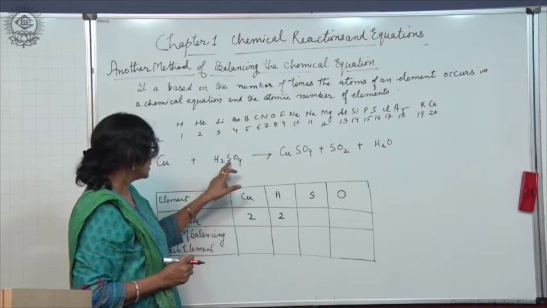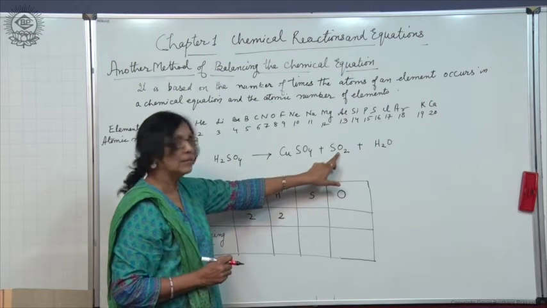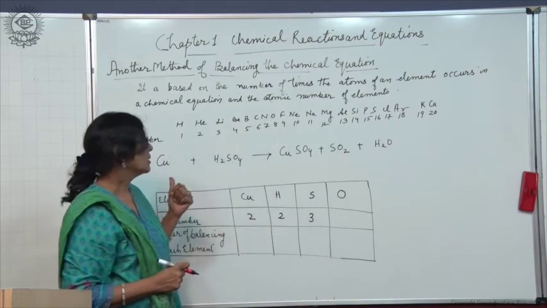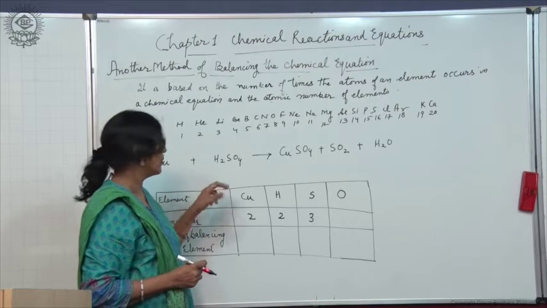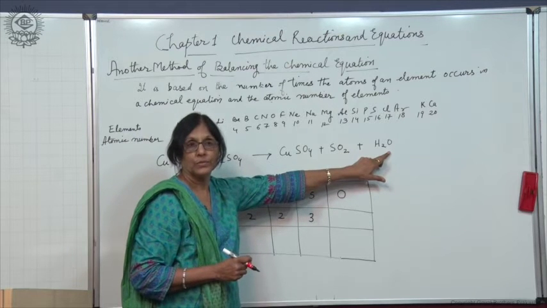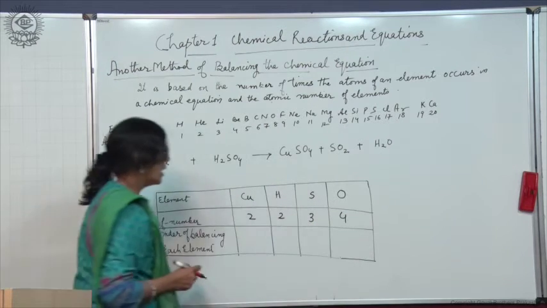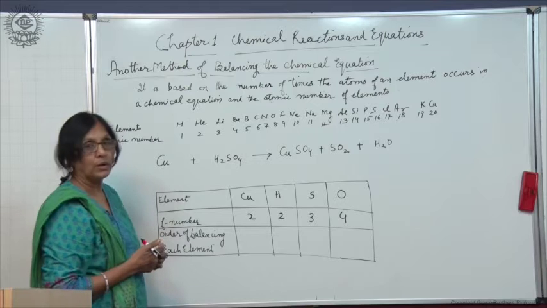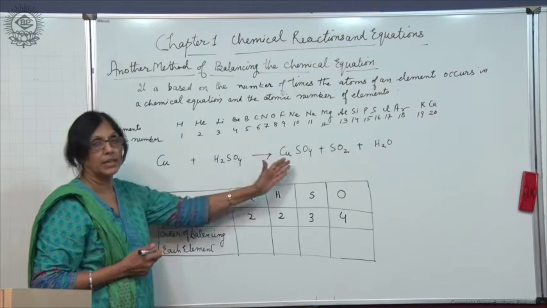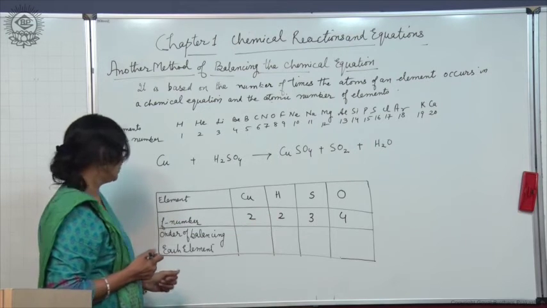Then sulfur, let us see sulfur. At one place, then a second place, and then a third place. So what is the F number of sulfur? 3. Now see oxygen, how many times does it appear in the chemical equation? 1, 2, 3 and 4. Count it yourself. The F number is 4. I hope it is clear. You just have to count the number of times an atom of each element appears in the chemical equation, which gives us the frequency number, which we have written in this table.